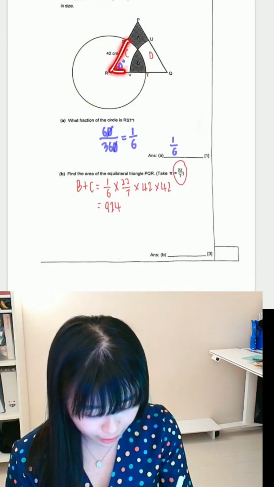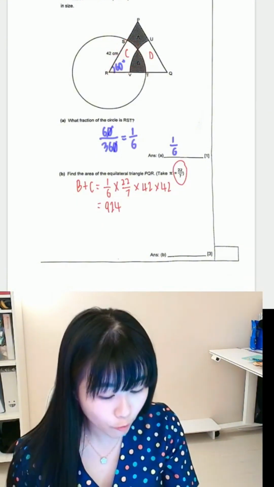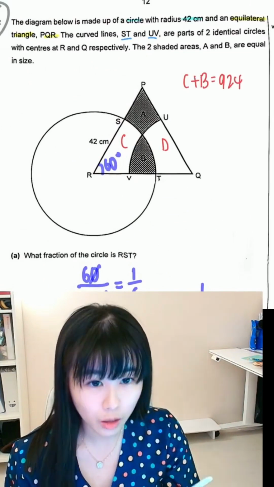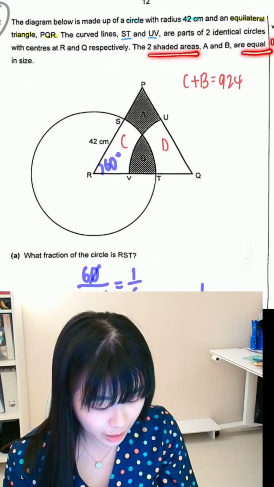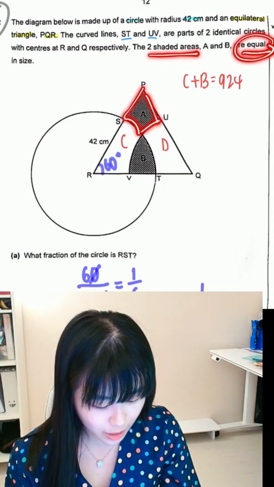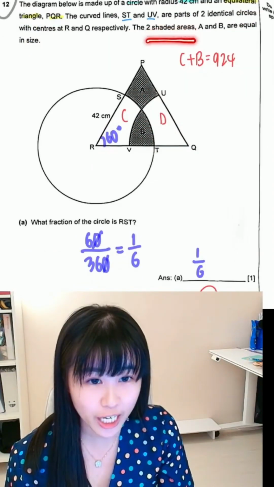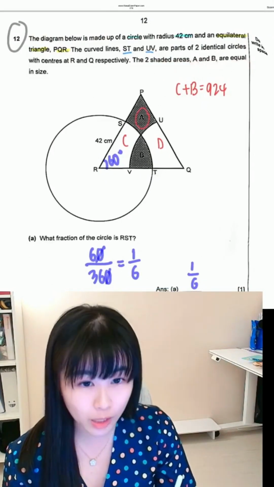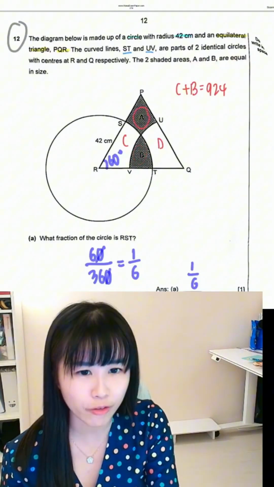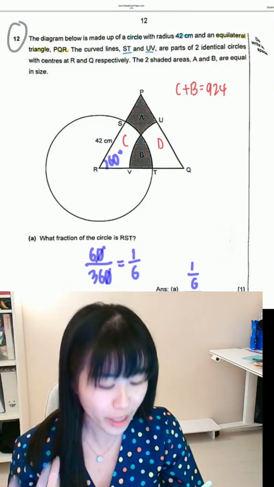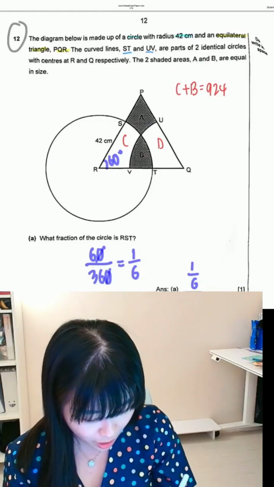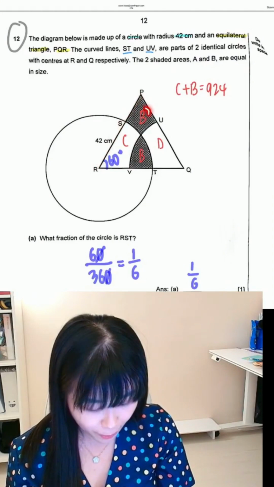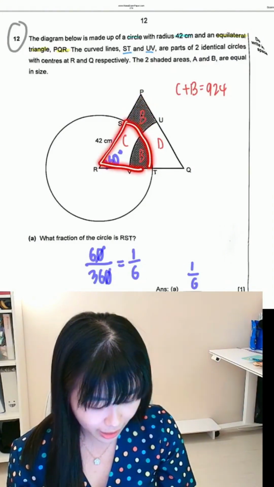So you know this one is 924. After that, you can also find out what other thing. You already found out C plus B is 924. Bearing in mind, they tell you the shaded areas are equal. They tell you this and this are equal, because they say the shaded areas A and B are equal. If they are equal, why must they use different names? They purposely put different names to trick you. If they are the same, why don't we just put the same name? This is B, I just put this one also as B. If this is my B, just now C plus B, I get 924.